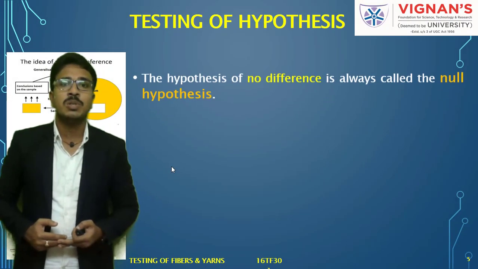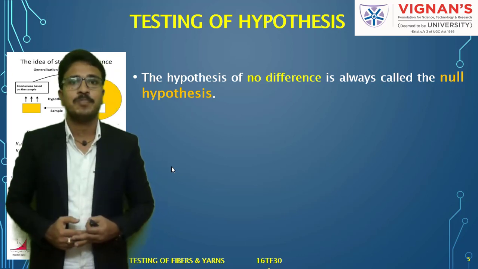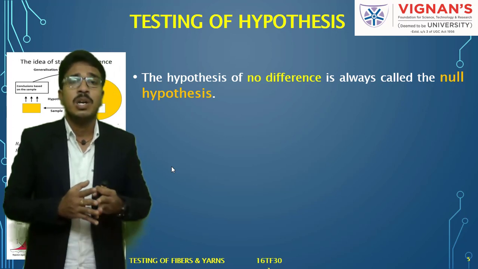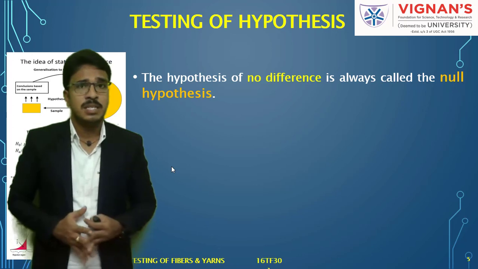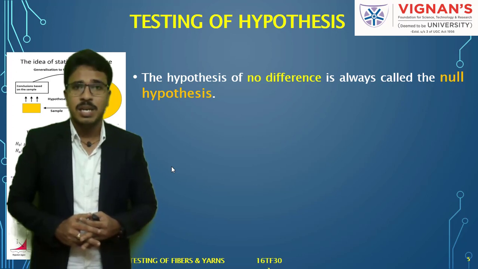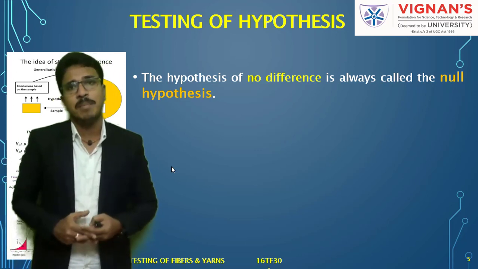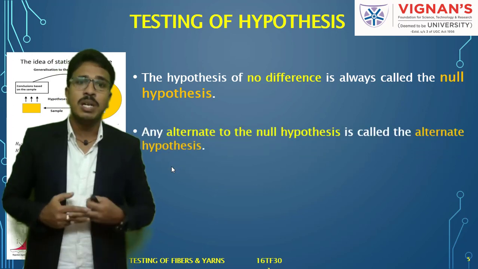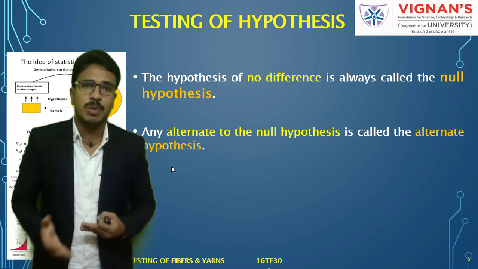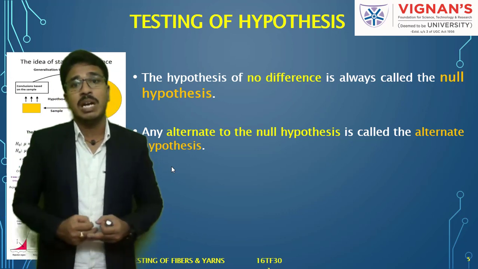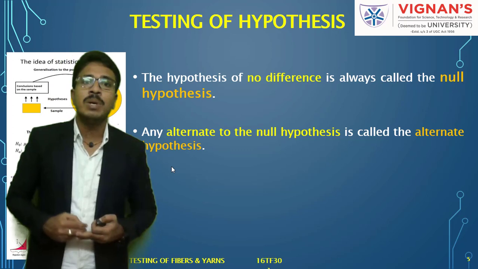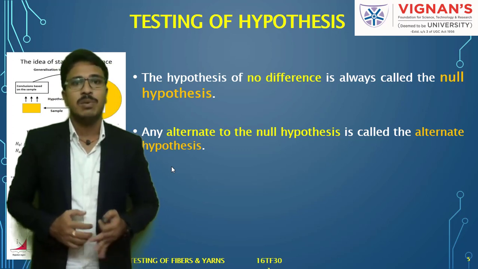When it comes to the null hypothesis, the assumption we are making is in such a way that no difference is there, everything is the same or everything is equal. That is how we are assuming the null hypothesis. When it comes to the alternative hypothesis, from the name itself we can understand: any alternative to the null hypothesis is called the alternative hypothesis.